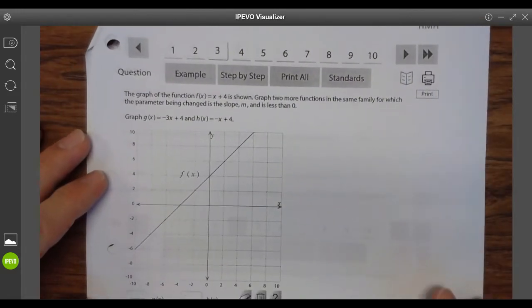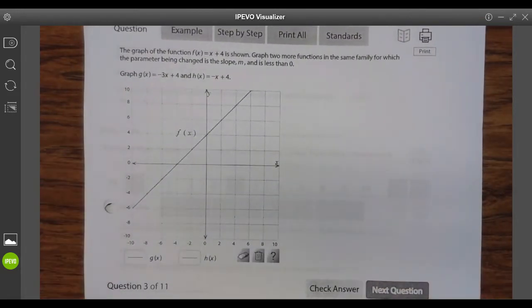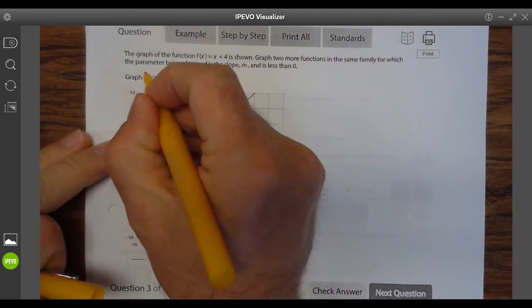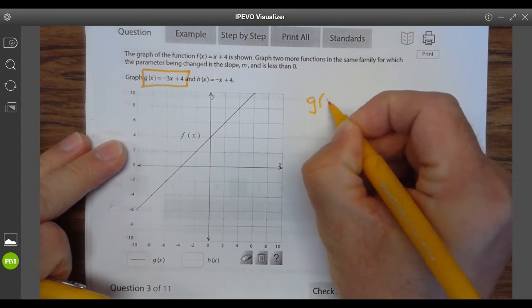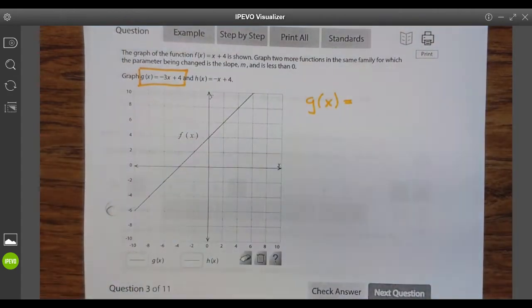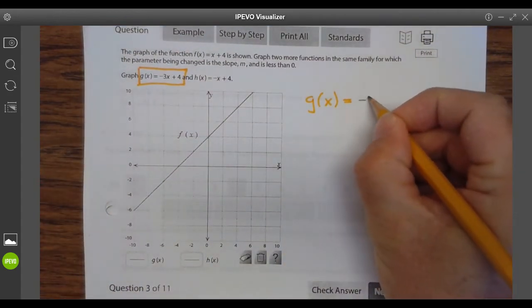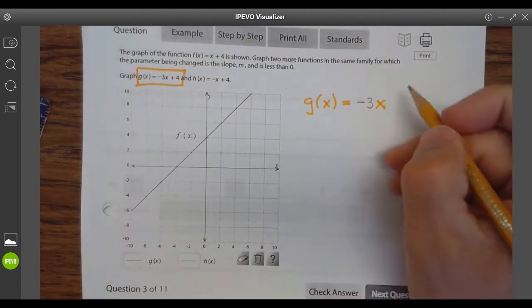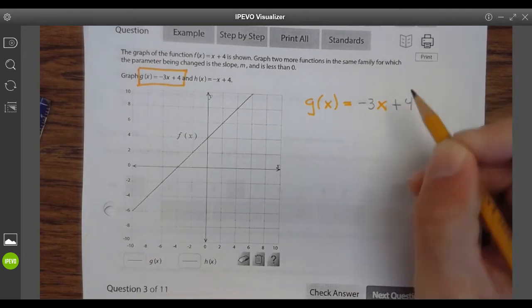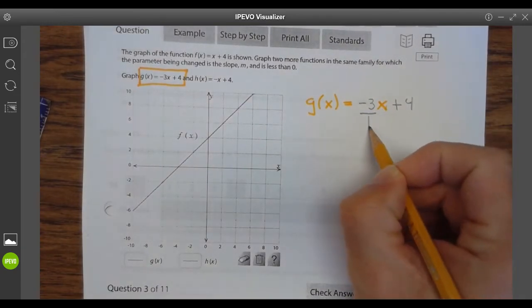All right, example 3. The graph of the function f of x equals x plus 4 is shown. Graph two more functions in the same family for which the parameter being changed is the slope m and m is less than 0. So again, we're going to graph g of x. So g of x equals negative 3x plus 4. Remember, this needs to be a fraction, so divide that by 1.